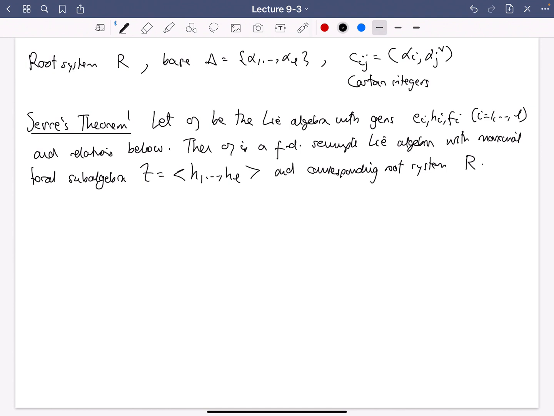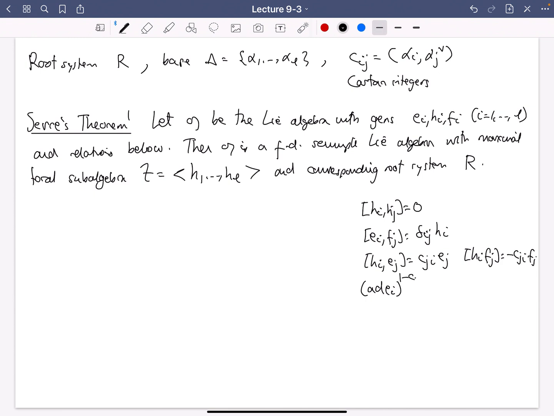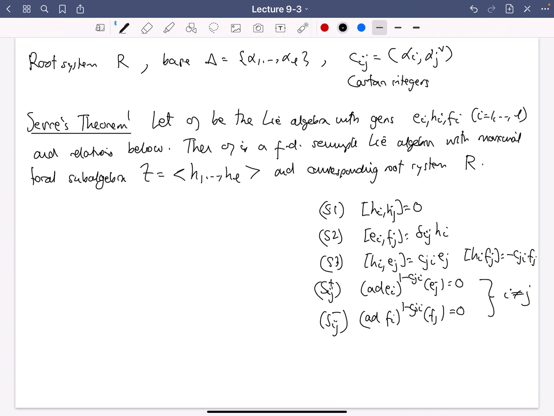Again, I've got to quickly write down the Serre relations, so they're fairly easy. [h_i, h_j] is 0. [e_i, f_j] is delta_ij h_i. [h_i, e_j] is c_ji e_j. And [h_i, f_j] is minus c_ji f_j. And then the tricky ones: (ad e_i) to the 1 minus c_ji of e_j is 0, and (ad f_i) to the 1 minus c_ji of f_j is 0. So these two are for i not equal to j. And I think that was S1, S2, S3. Those are the easy Serre relations. And then the ones that are tricky, S_ij plus and S_ij minus. Those are the awkward ones.